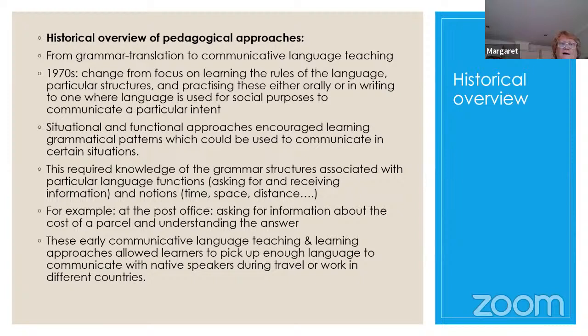And this was particularly the case for tourists from England going to Europe, okay? So the British, like the Australians, are notorious for being really bad language learners, okay? So people thought that if they were given these phrases, these situational and functional approaches when they did their little tourist courses in a language, in French or German or Dutch or Spanish or Italian, they'd be able to function in certain situations. And they didn't need to learn all of the rules of the grammar. They just needed to know the grammatical structures that were associated with particular functions like asking for and receiving information.